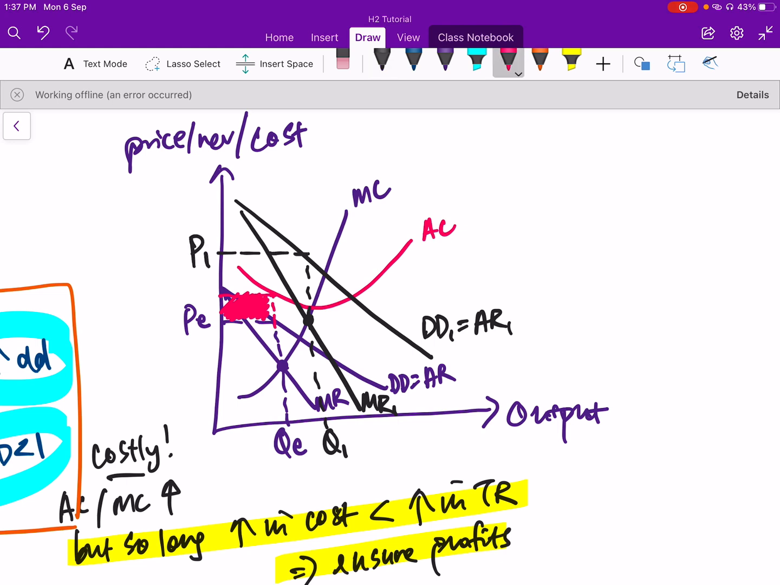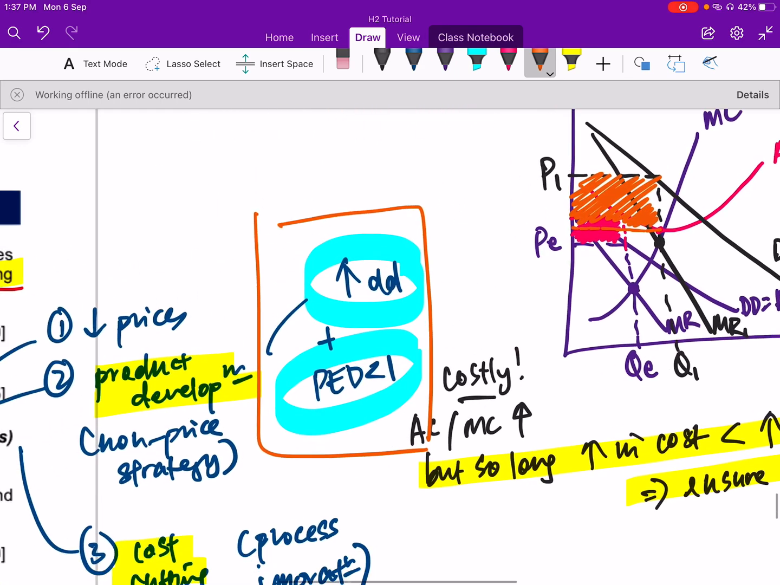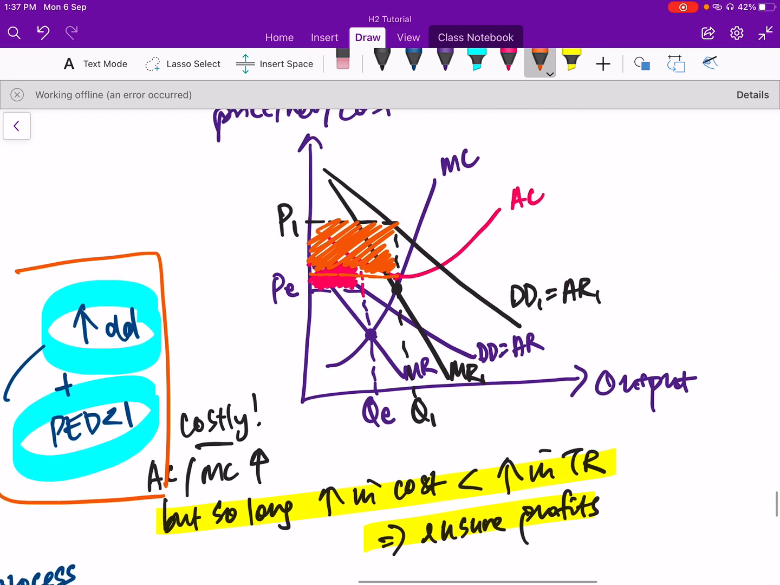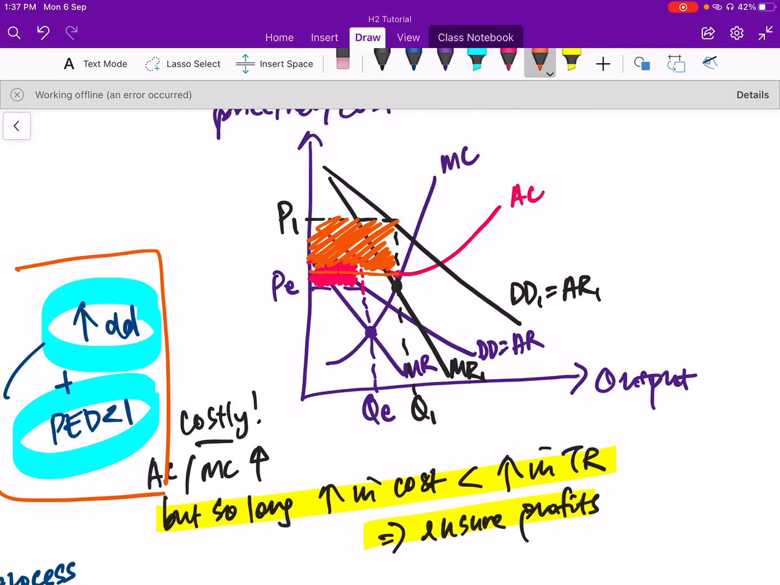And you see that your cost remains the same at this point. You can possibly enjoy a higher profit or even a supernormal profit if you take a look at this particular rectangle. Okay, so this is how you can show a supernormal profit where you do product innovation, okay, or product development, all right, by increasing your demand curve and making it more price inelastic.